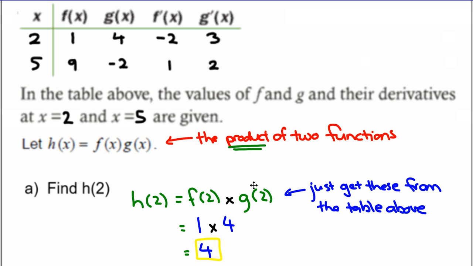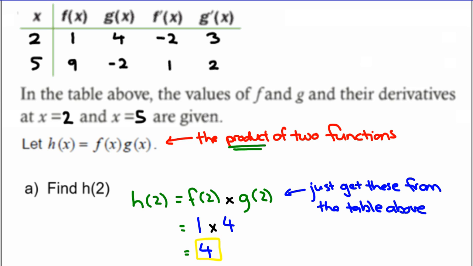So notice that f of 2 and g of 2 you can just get from the table above, because f of x at x equals 2, that is f of 2, so f of 2 is 1, and g of 2 is just the value of g of x at x equals 2, not at 5, because they're saying h of 2. So we're ignoring this one, we're just dealing with this row here, when x is 2. So h of 2 is f of 2 times g of 2. f of 2 is 1, g of 2 is 4. Just show that you times those two together, and the answer of h of 2 is just 4. So that's just basic substitution and reading the correct numbers from the table.